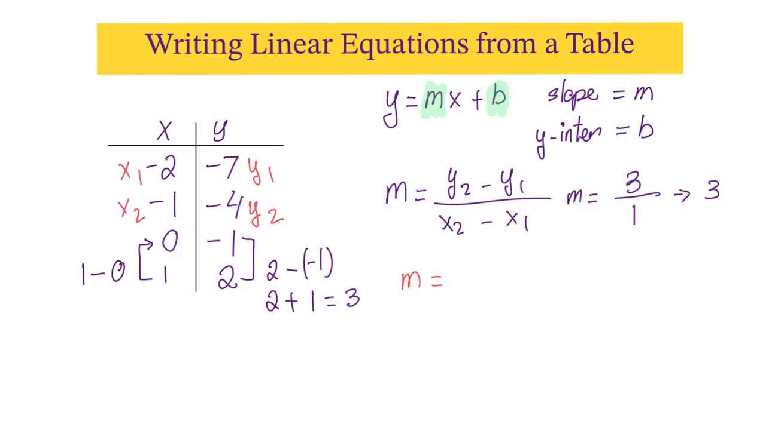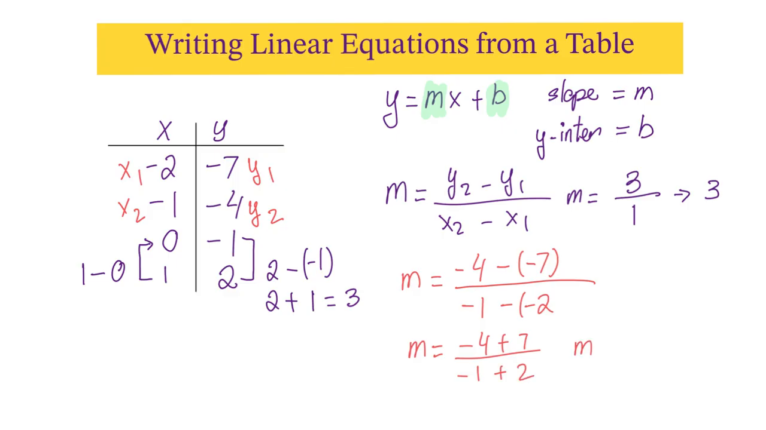Let's go ahead and do that. So now we have y2, which is -4, minus -7, that's my y1, divided by -1 minus -2. Now we have to rewrite this again because two negatives will equal a positive. So -4 plus 7 and -1 plus 2. You can clearly see here that -4 plus 7 will equal 3, and -1 plus 2 will equal 1. And we have the same answer.